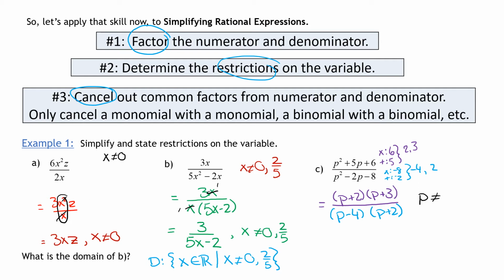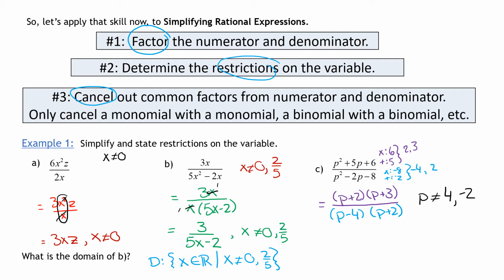What can P not equal? Well, what does this factor give me? What would make that piece equal to 0? When P is 4. So P can't be 4. What about this piece here? -2. So those are my restrictions. P can't be 4 and P can't be -2. That's step 2. Step 3 is to cancel.